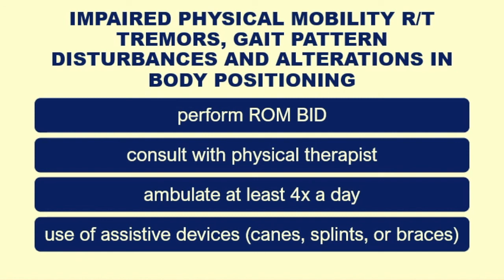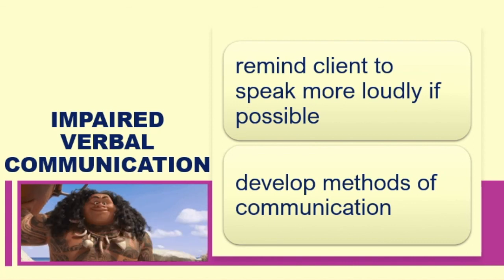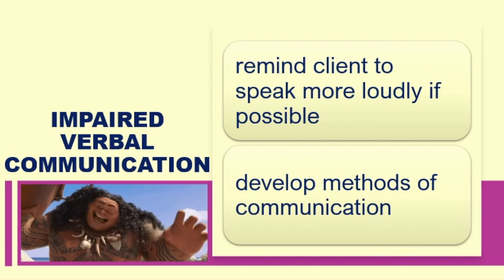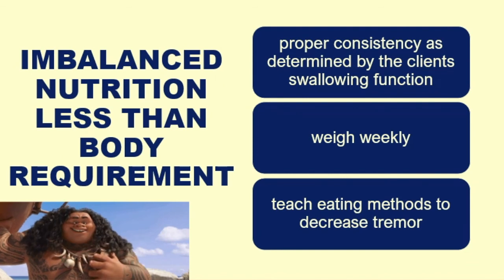Your patient would need to perform range of motion exercises twice a day. A consultation with a physical therapist is recommended, and then they need to ambulate at least 4 times a day. You need to educate them on the use of assistive devices such as canes, splints, and even braces. That would help them in ambulation. Then, class, impaired verbal communication. You would need to remind the client to speak more loudly if possible, and then develop other methods of communication.